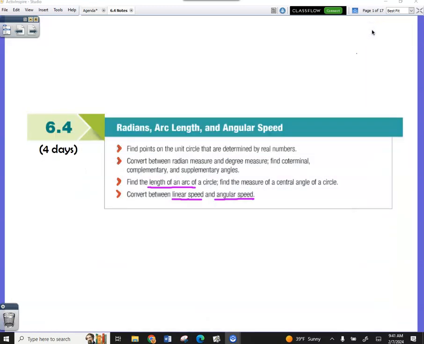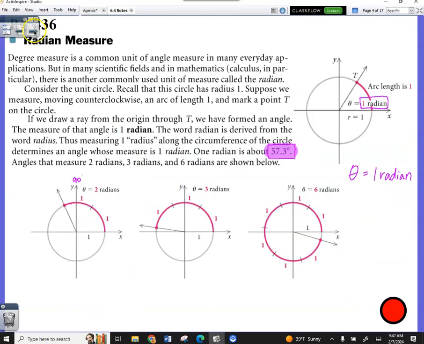Okay, we're looking at 6-4. We're wrapping 6-4 up today. We have one topic, well, one slide of two topics. It's linear speed, angular speed. And then it's all practice problems. Okay? So we practiced yesterday with arc length.